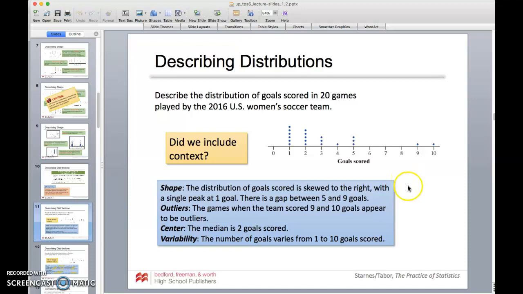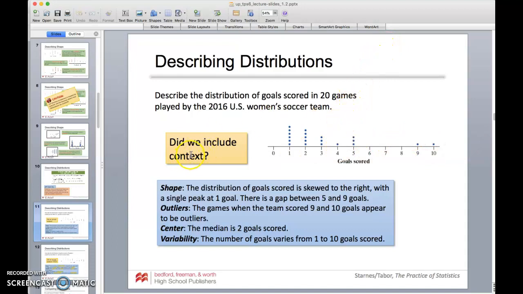But for now, just try to maybe mention those. Now, the center, if we were to look at the number here, we counted out 10 in each direction. We're going to see that we're right about 2 goals is kind of our center, kind of the median of sorts. And then the variability, hey, we've gone anywhere from 1 to 10. There's the variation that we have in between there.